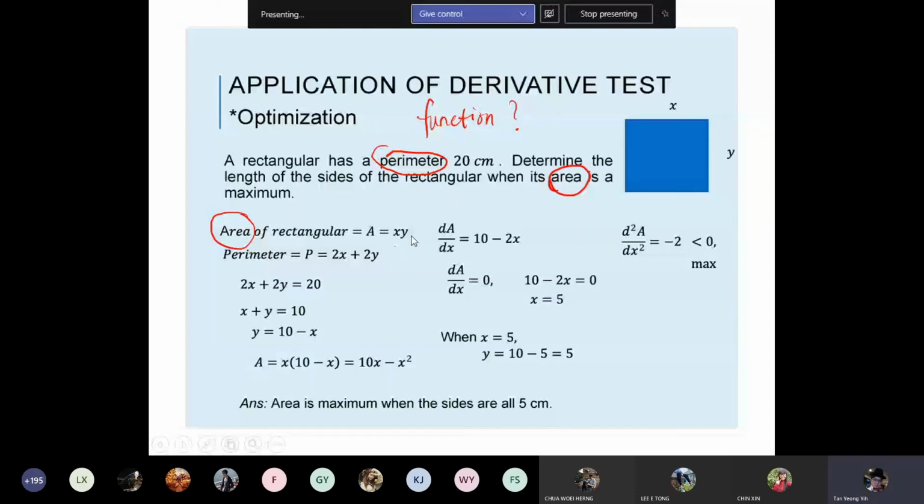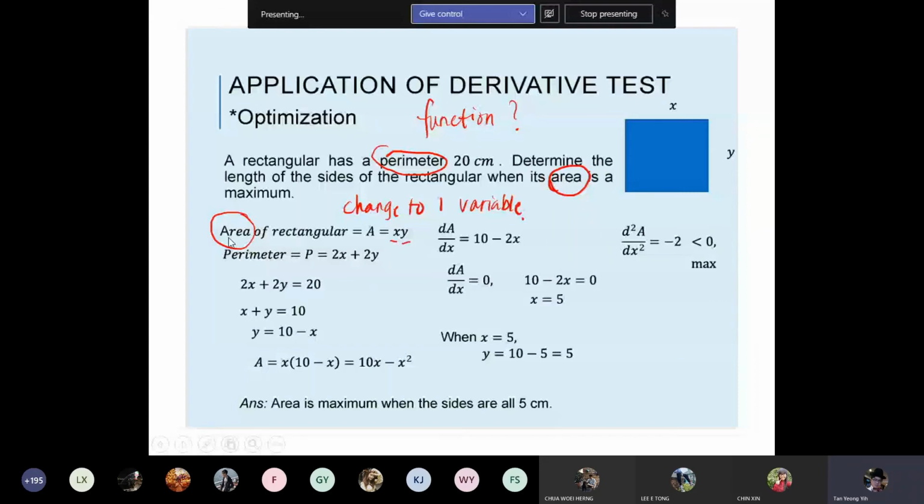Now from here we have two variables. When we differentiate, we cannot differentiate x and y at the same time. We have two variables, x and y, so we cannot differentiate two variables at the same time. We need to change this to one variable only. So this one you have to take note of: when we have two variables, you have to change to one.